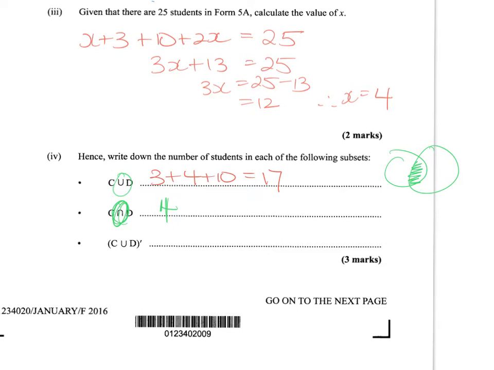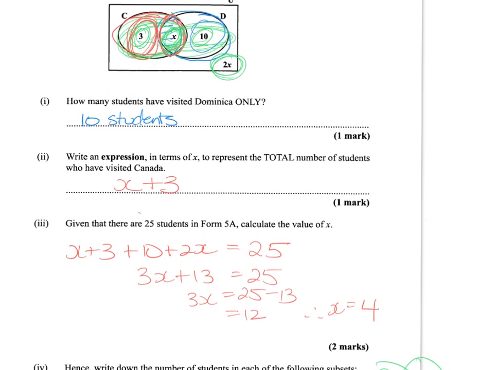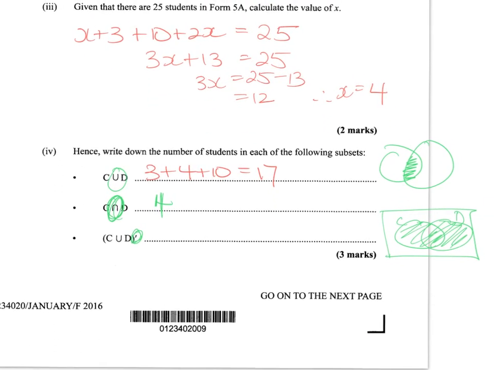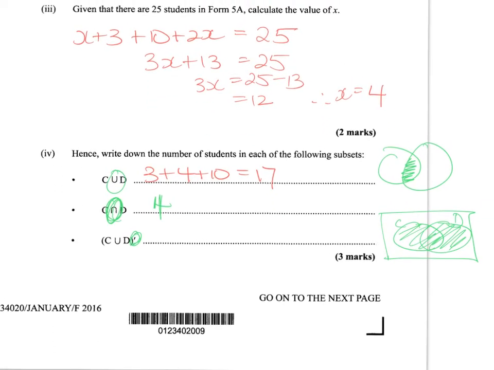And C union D complement. So C union D was everything in C and everything in D. So complement is everything outside of C union D, which was the 2x here. So everything outside the C union D would be 2x, which would be 2 by 4, which gives us 8.